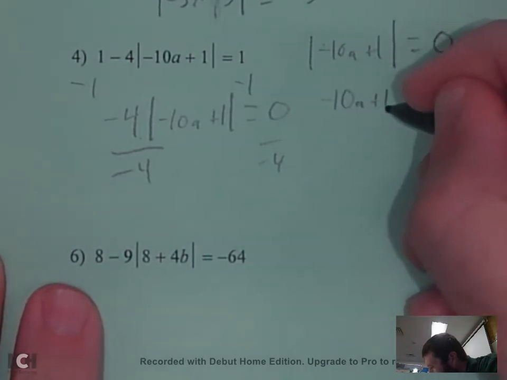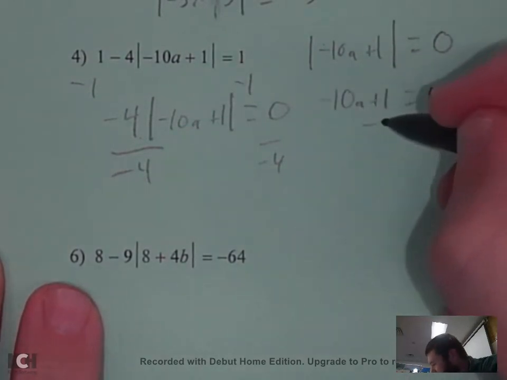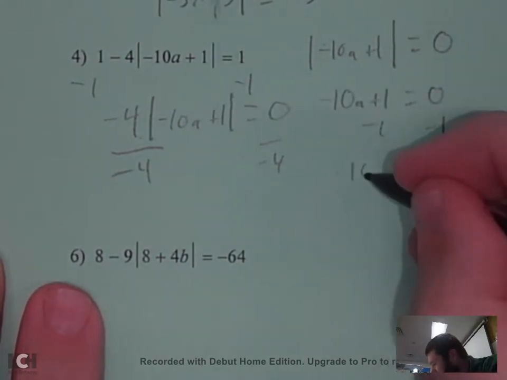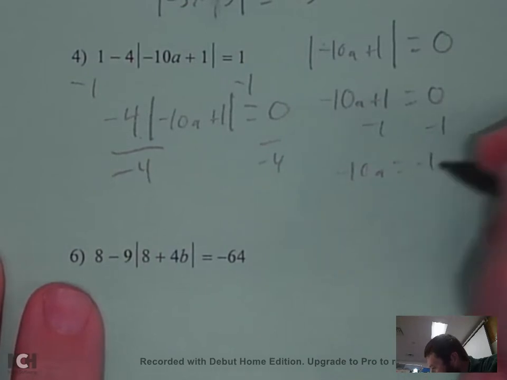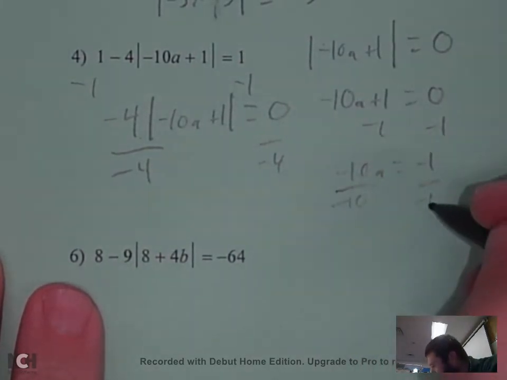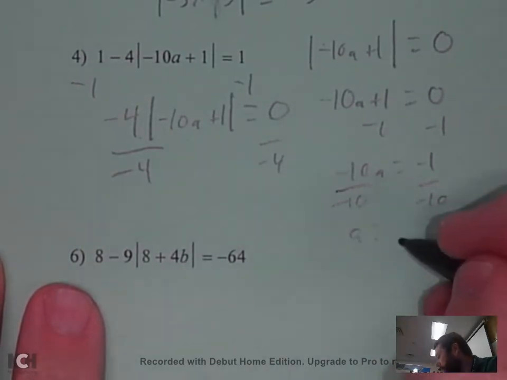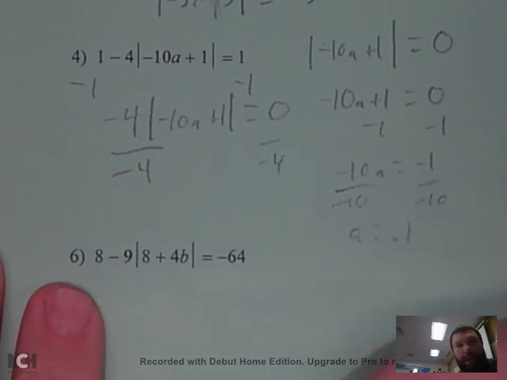So negative 10a plus 1 is equal to 0. Another two-stepper, right? So you'd minus the 1 from each side. That gives you negative 10a is equal to negative 1. And then you divide by negative 10, and you get a is equal to 1/10 or 0.1, however you want to write that.